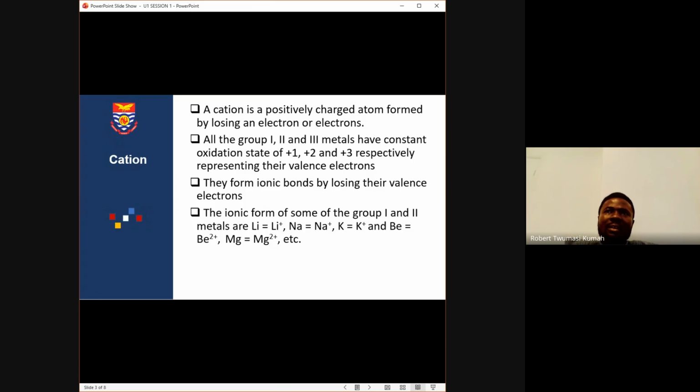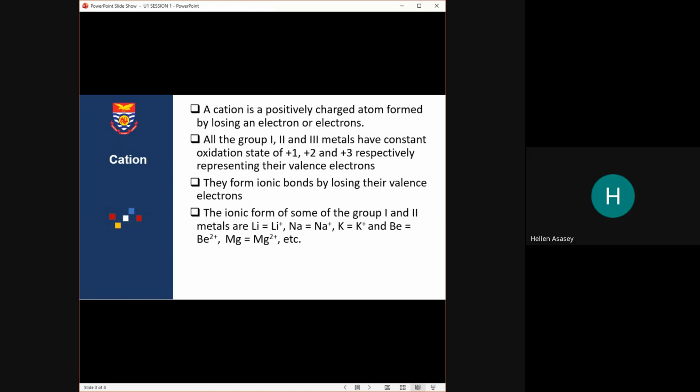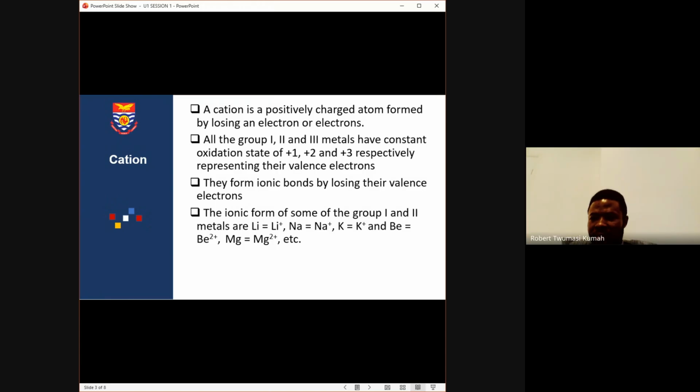Now let's start with the atom. Let me ask, what's an atom? What's an atom? Helen, do you want to share something with us? Yes, Robert, let's go.